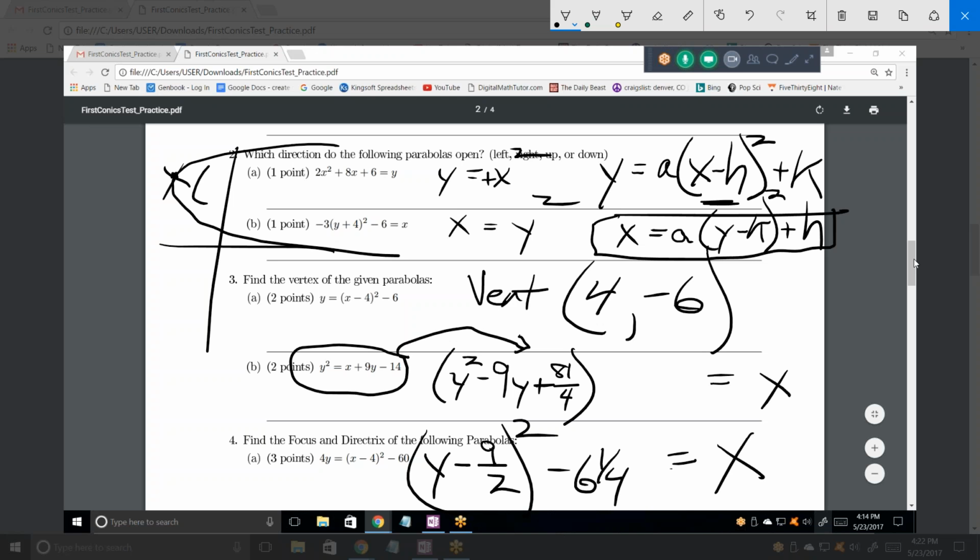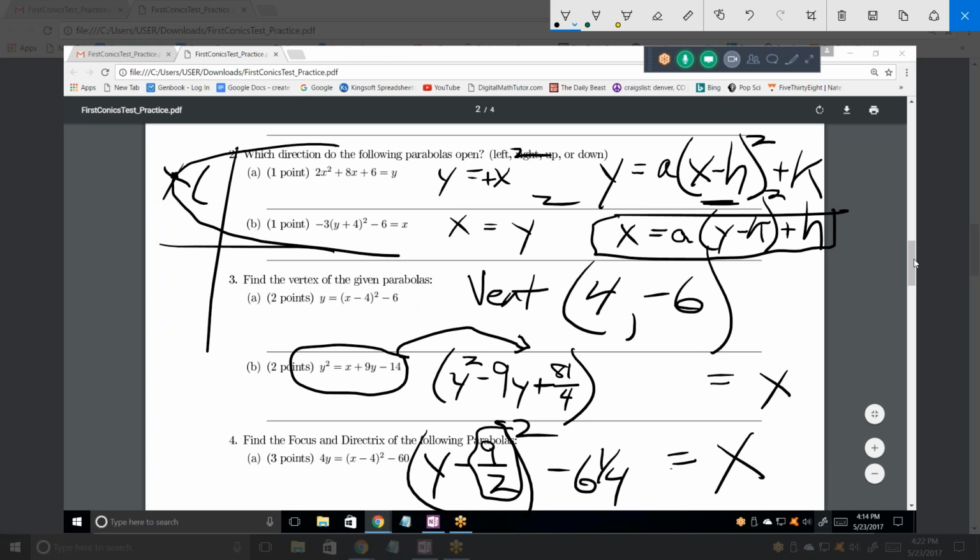That vertex is still h comma k. It doesn't change to k comma x. In other words, the h always goes with the x term, the k always goes with the y term. Wait, why is it positive on the y coordinate? Because it's y minus k.